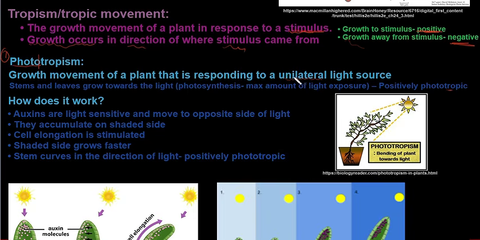What does this word mean? Uni means one, and lateral means from the direction the light will be coming in. So there's a light source coming from one direction only, and not from all sides. So it's only from one direction. And this plant will then grow towards that light.